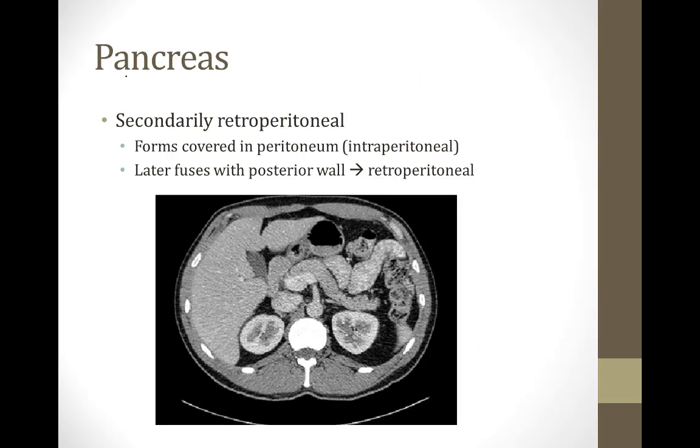The pancreas is a retroperitoneal organ, but it is called secondarily retroperitoneal. That's because it initially forms covered in peritoneum as an intraperitoneal organ, but then it migrates and fuses with the posterior wall to become retroperitoneal.